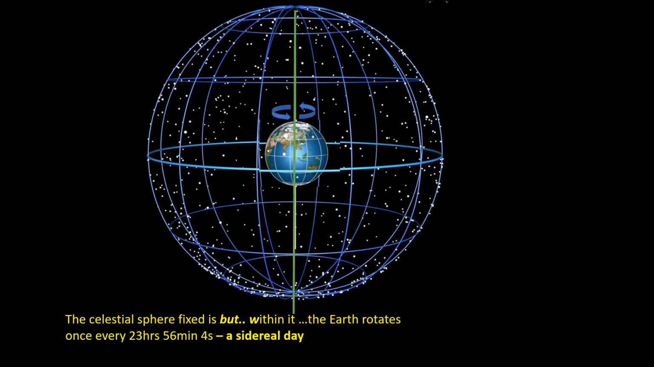The Earth rotates once every 23 hours, 56 minutes and 4 seconds. That's a period of time known as a sidereal day and is slightly shorter, obviously, than the familiar day we use of 24 hours, which is based upon the rising and setting of the sun.